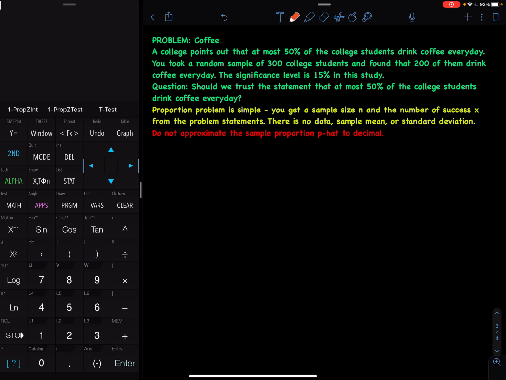So this is a proportion problem because you have two numbers. The first one is sample size. So n is equal to 300 students, and then the number of successes, x, is equal to 200. And then you have to set up your sample proportion, p hat, that is equal to x divided by n, which is 200 divided by 300. Do not reduce the fraction. Do not convert this to a decimal.